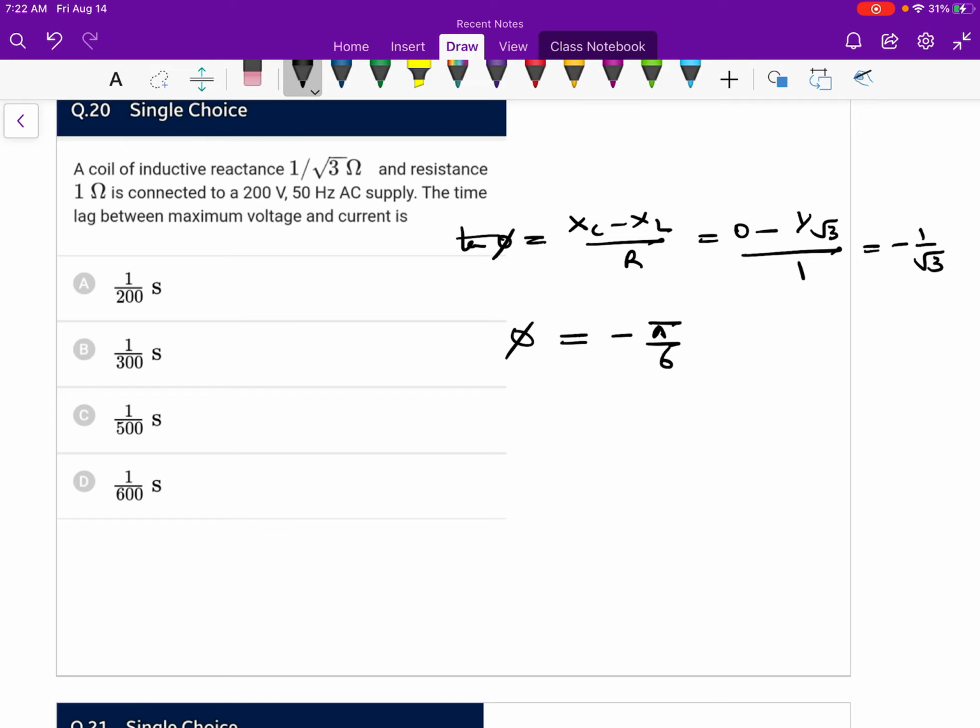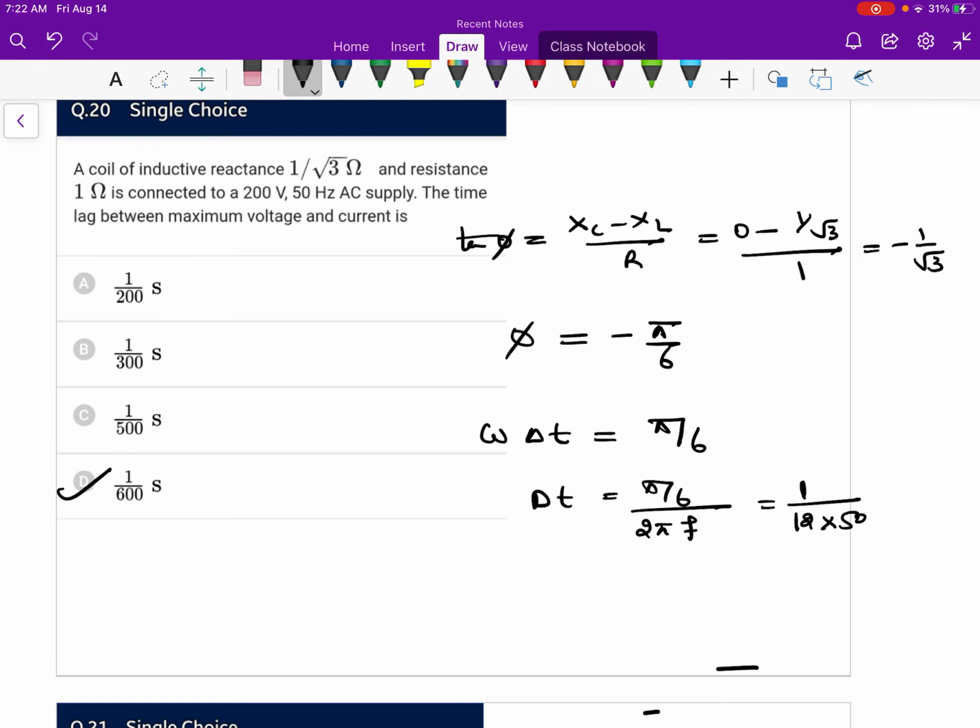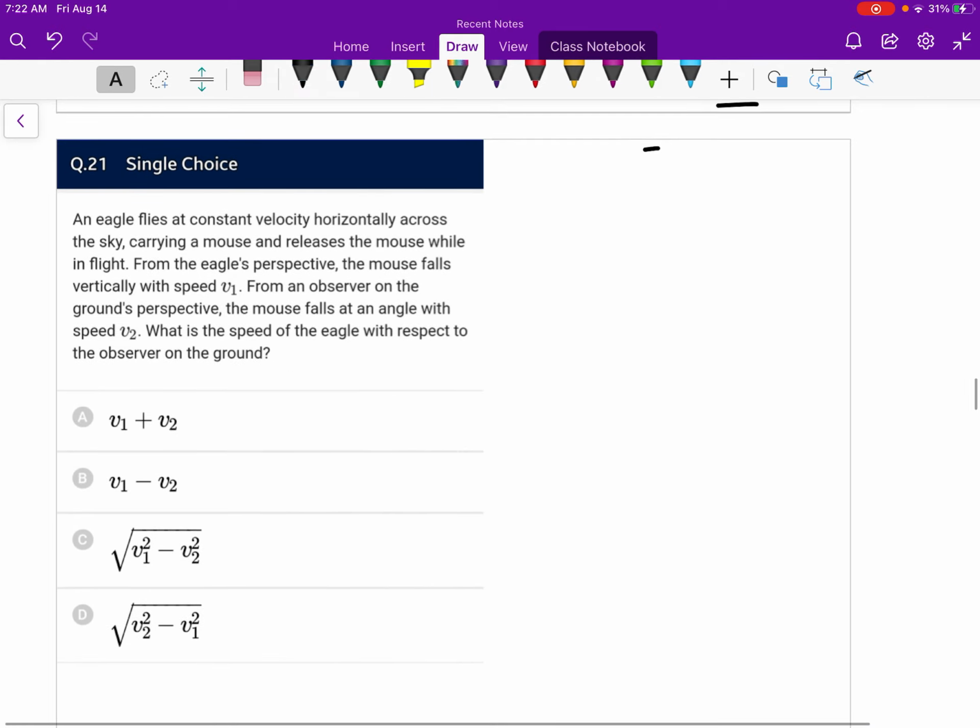Now if delta t is the time lag, then phi is omega delta t, and that is pi by 6. So delta t is pi by 6 upon omega, which is 2 pi f. Okay, so this is 1 by 12, f is 50, so 1 by 600 seconds. So D is the correct option.